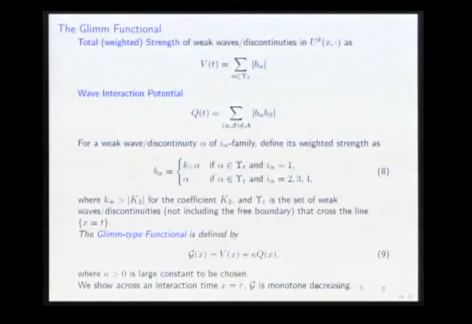Okay, so to control the total variation, we introduced the following Glimm functional. Here the first term represents the total strength of all the weak waves at a fixed time x, and Q represents all the waves that approach each other at this fixed time x. Also, to weight the waves, we add additional weight on the first family waves. Here, this K plus is chosen to be much larger than this reflection coefficient I was talking about earlier. So the whole idea to get control over total variation is to make sure this Glimm functional is monotonically decreasing across each interaction time.